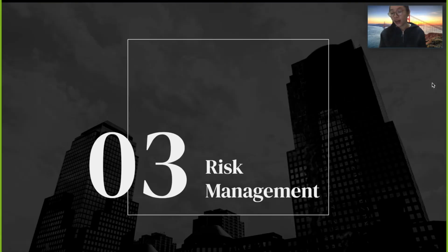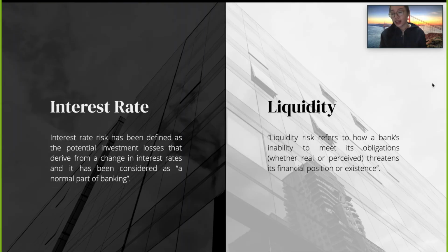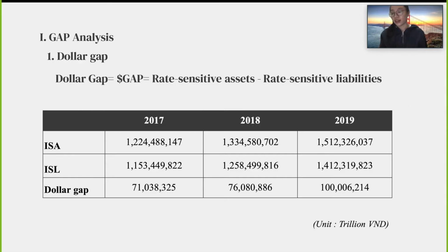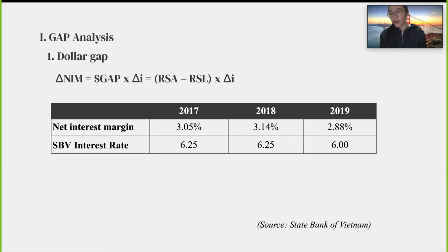In the third part, we mentioned two kinds of risks, interest rate and liquidity risks. To measure the interest rate risk, the analysis of dollar gap was applied, and we can see from the data that BIDV was asset sensitive because its dollar gap was positive during the 3 years. However, the interest rate at that time declined over time, gradually causing a contraction in NIM. It was obviously not good news for BIDV.